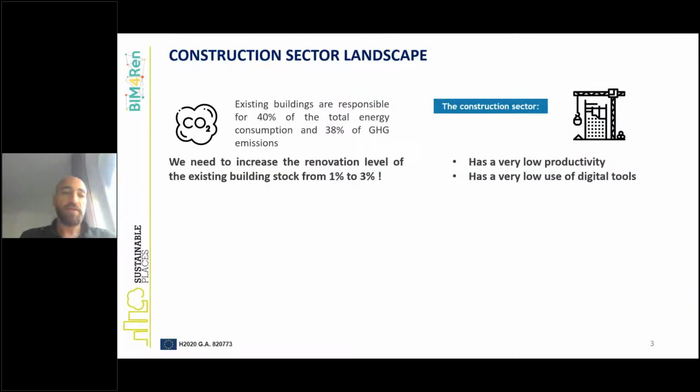If we zoom in a little bit on the construction sector, we have big problems in this very old industry, because it has a very low productivity rate, very low use of digital tools, and is also very resistant to adopting these tools. In Europe, around 40% of the buildings are existing buildings that need renovation, and this generates around 38% of greenhouse gas emissions.